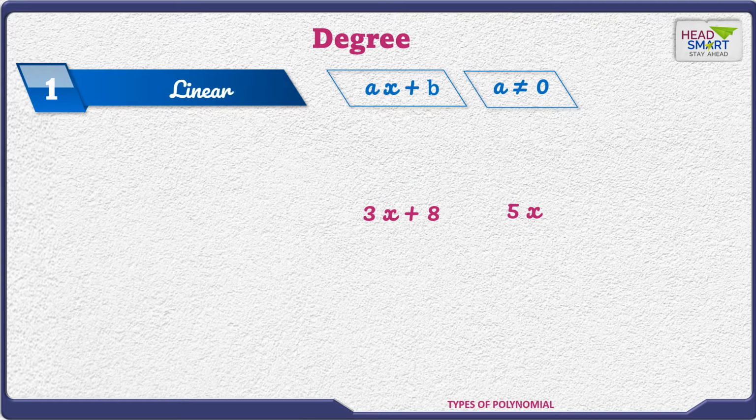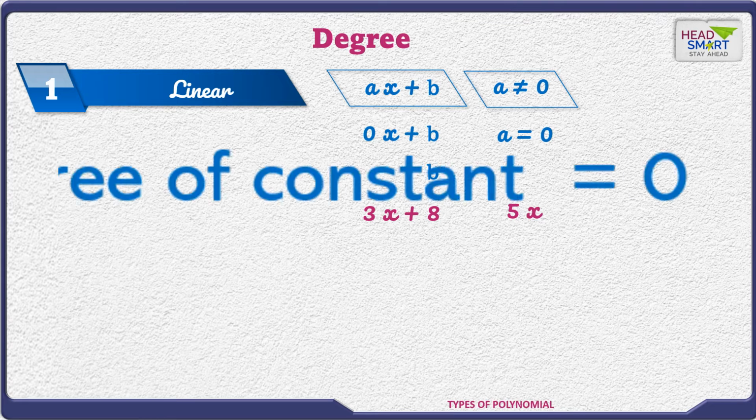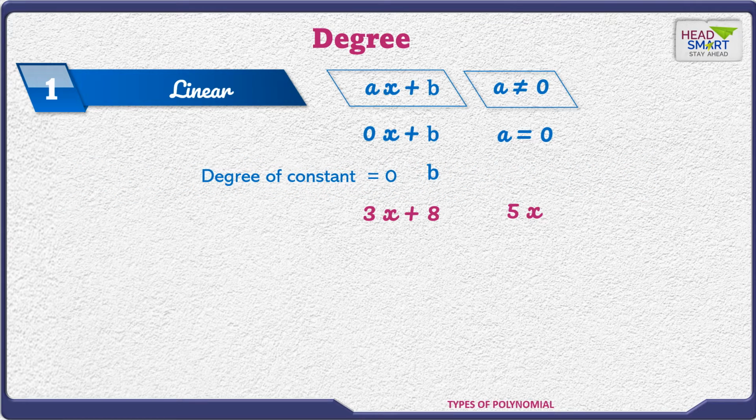Why leading coefficient should not be 0? Because if leading coefficient is 0, then this expression will become a constant polynomial. And we already know from our previous session, the degree of constant polynomial is 0. In this example, if there is 0 instead of 3, then this expression will become 8, which is a constant polynomial.